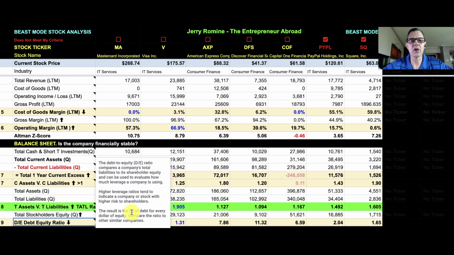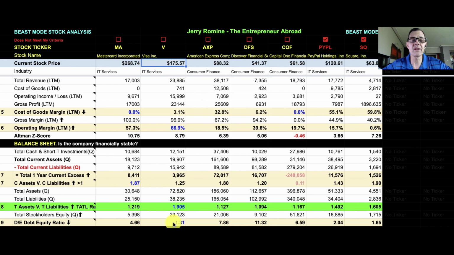The result is the dollars of debt for every dollar of equity, and we want to compare this ratio to other similar companies. Here, the lower the number, the better, and we can see that Visa is coming in with a very nice low number. MasterCard is considerably higher, and this is a direct comparison for competitors. We can see American Express at 7.86. Discover at 11.32. That's considerably higher, especially compared to Visa. And then we've got Capital One Financial, and look at this. PayPal and Square, they're actually coming in as fairly low risk because they do not have a higher debt-to-equity ratio.